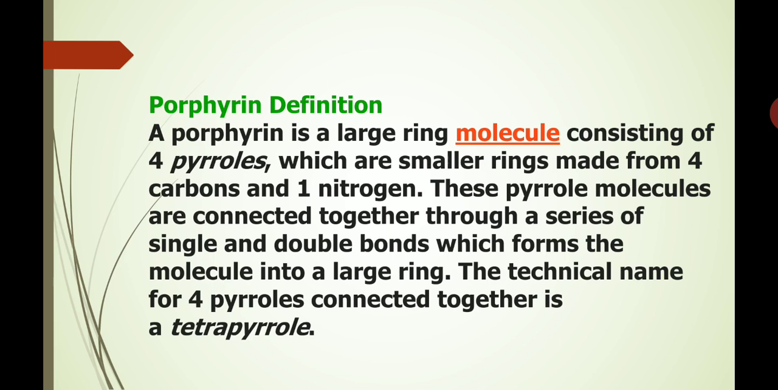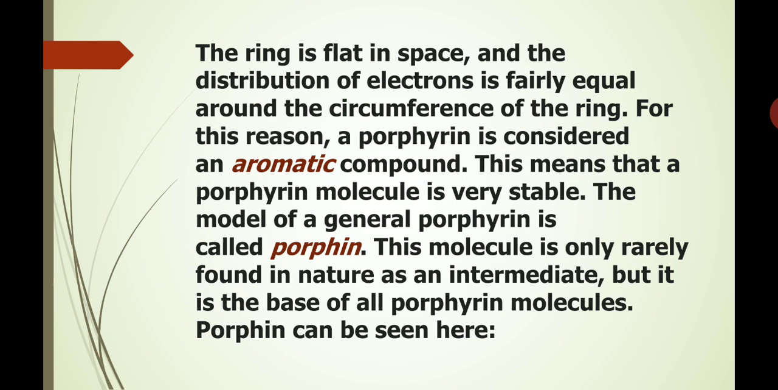These pyrrole molecules are connected together through a series of single and double bonds, which forms the molecule into a large ring. The technical name for 4 pyrroles connected together is a tetrapyrrole. The ring is flat in space, and the distribution of electrons is fairly equal around the circumference of the ring. For this reason, a porphyrin is considered an aromatic compound. This means that a porphyrin molecule is very stable.